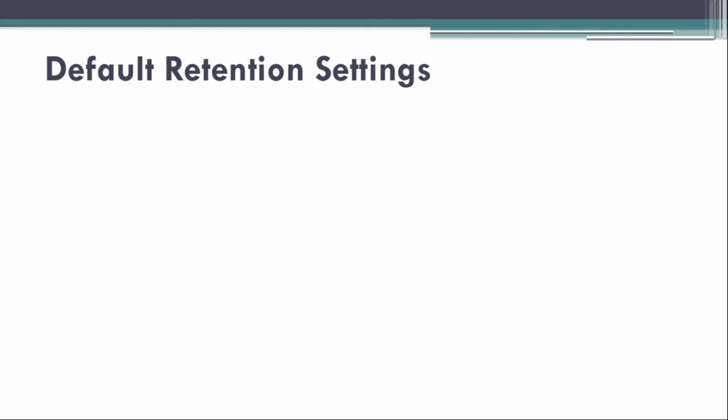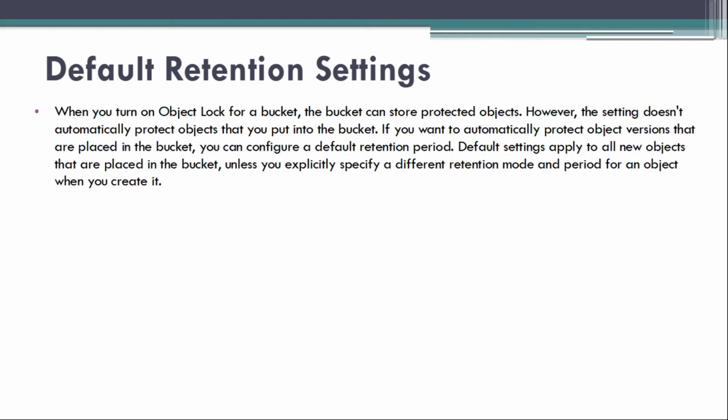So now we will move to the next part. What is the default retention setting? When you turn on Object Lock for a bucket, the bucket can store protected objects. However, the setting doesn't automatically protect objects that you put into the bucket.